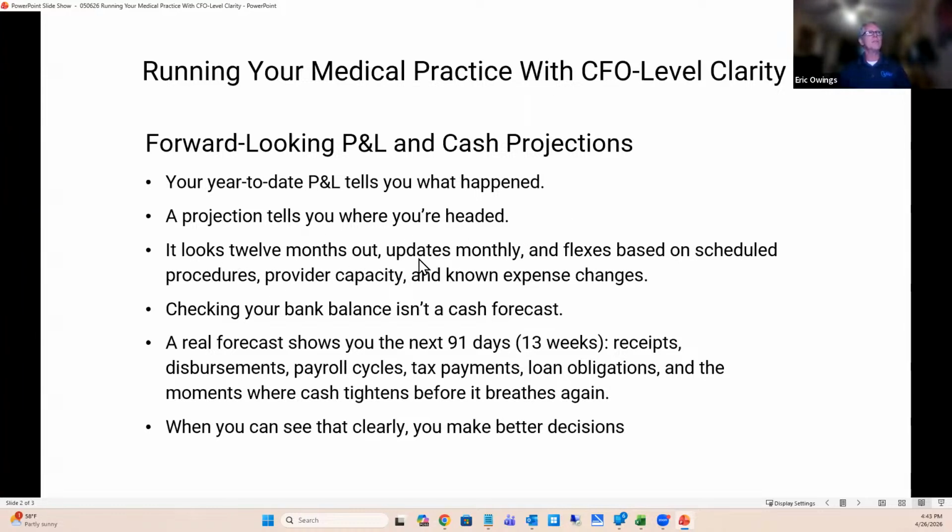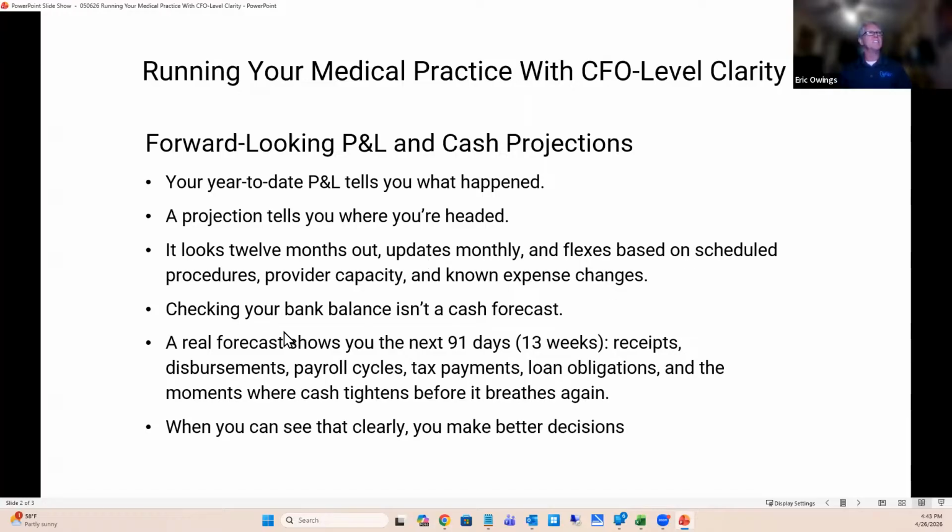A good projection can go as much as 12 months out. It should be updated monthly, and it should also flex based on scheduled procedures, provider capacity, and known expense changes. In the course of 12 months, things are going to change. You'll have perhaps a little bit of attrition. Somebody leaves or moves out of state, that sort of thing, or you decide to expand your services and create new positions for higher level staff. When you know that's going to happen in the future, you can place that into a forward-looking budget, and 12 months is ideal.